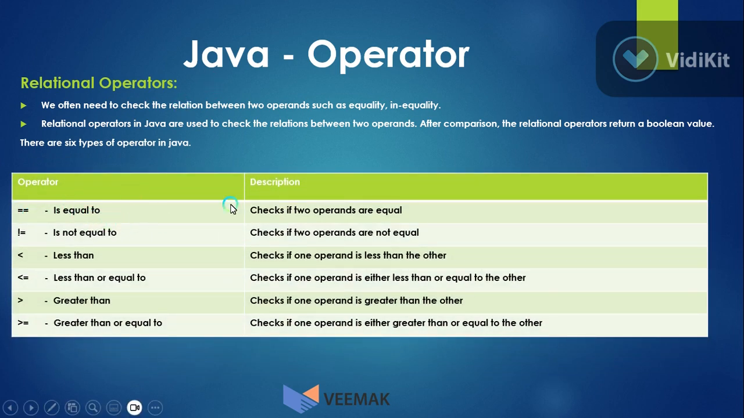Is equal to checks if two operands are equal. Not equal to checks if two operands are not equal. Less than checks if one operand is less than the other. Less than or equal to checks if one operand is either less than or equal to the other. Greater than checks if one operand is greater than the other. Greater than or equal to checks if one operand is greater than or equal to the other.